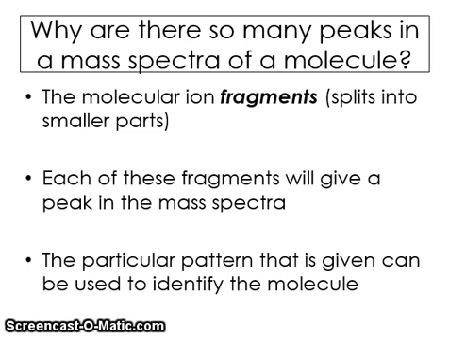Now we do this in A2. You don't need to worry about it in AS. So once you get into A2, you'll look into how we can use that pattern to identify the molecule, but you don't need to worry about it now. All you need to do for AS is to be able to find the molecular ion peak, which, as we said, is the one to the furthest right, and to understand that we do get many peaks. And that's because the molecular ion fragments into smaller parts.